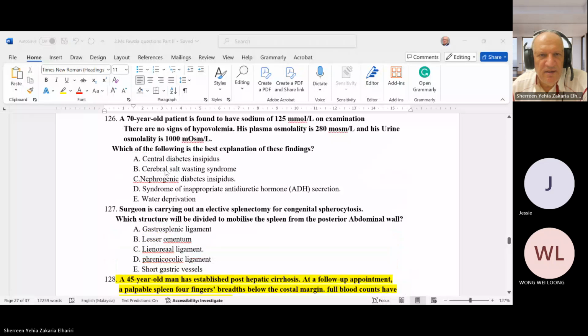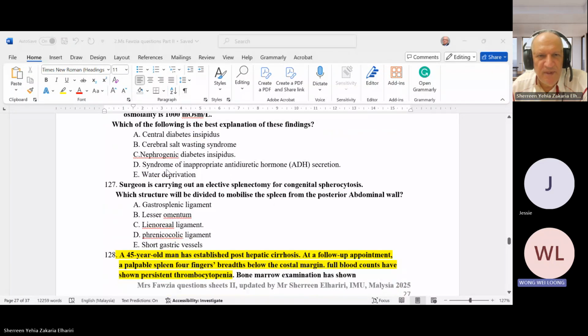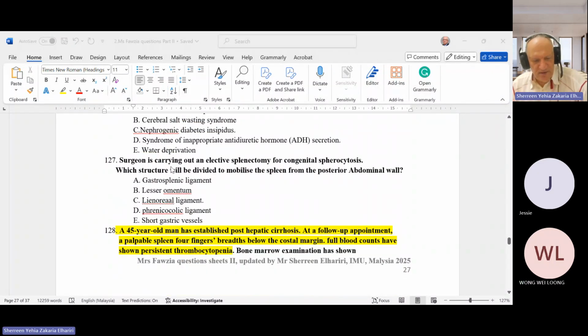127 from Fawzia sheet. Okay. I share the screen. I think you can see the screen now. Yes, Prof. Okay, can see the screen. All right. Okay. So this is the first question.